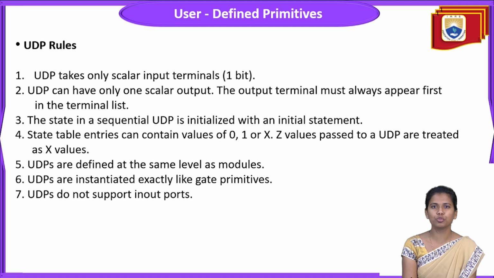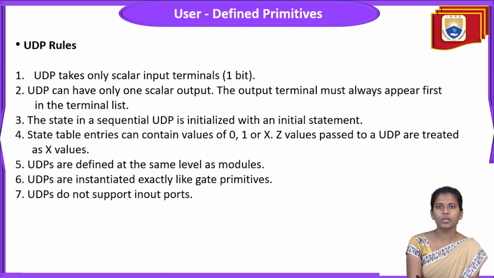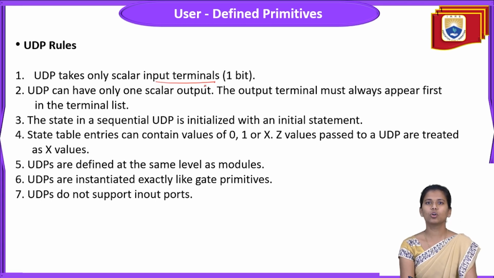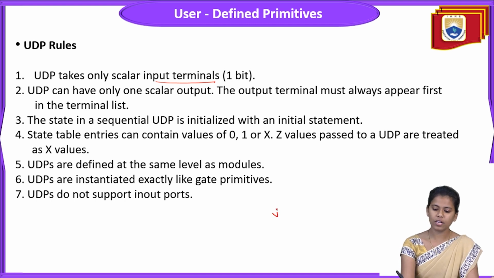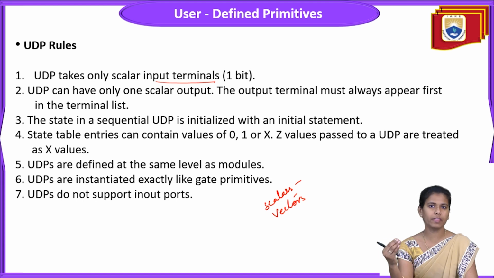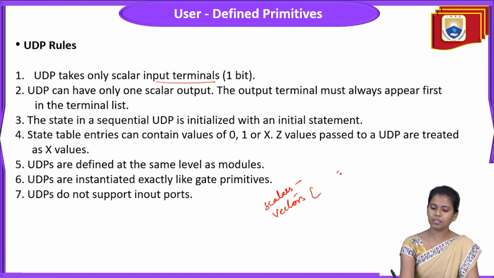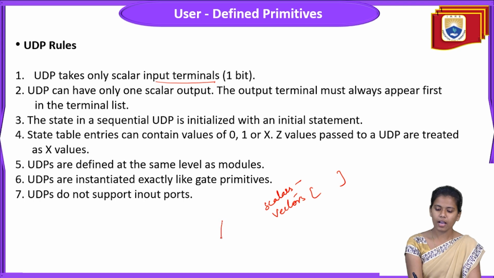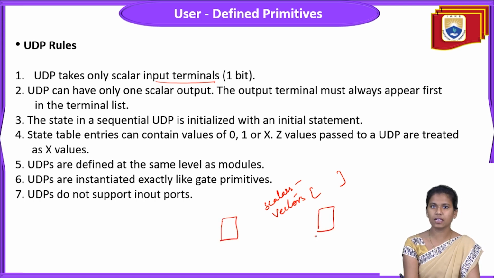And there are some rules to follow in order to write the syntax. So what are those rules? We'll see. The first one is that UDP takes only scalar input terminals. We have also discussed this in the previous sessions, in module 1. So what are scalars and what are vectors? Scalars are nothing but 1 bit of information that we will observe at the output. Vectors are a combination of bits. It's like a recapitulation; once again I'm discussing what scalars and vectors are.